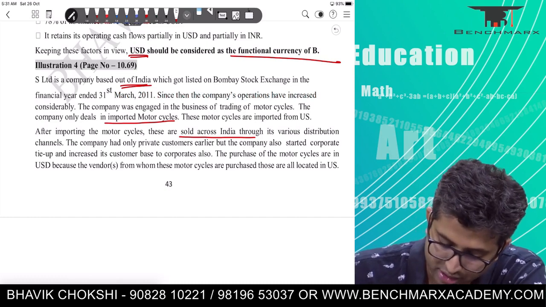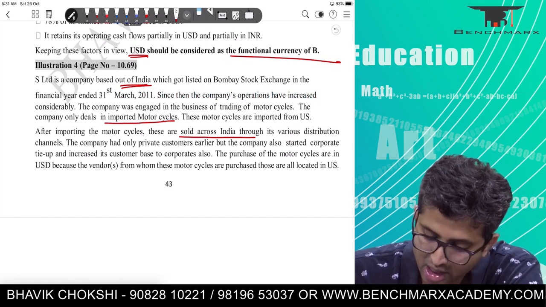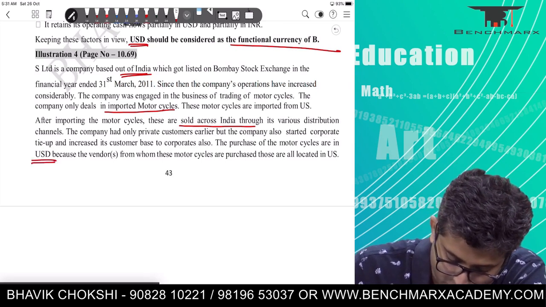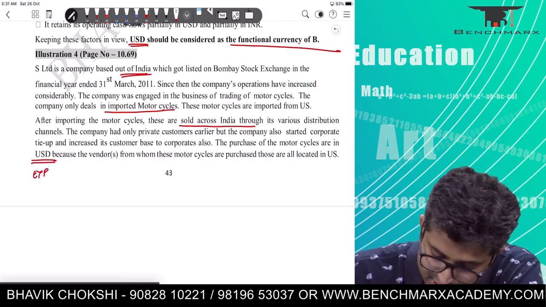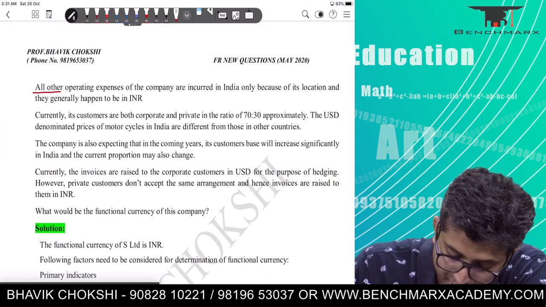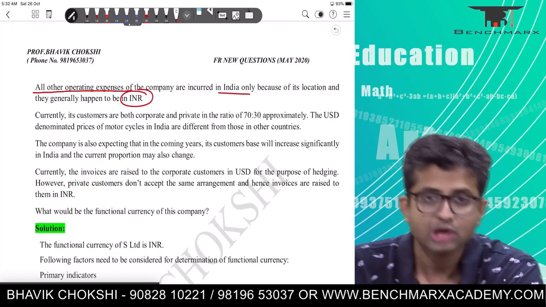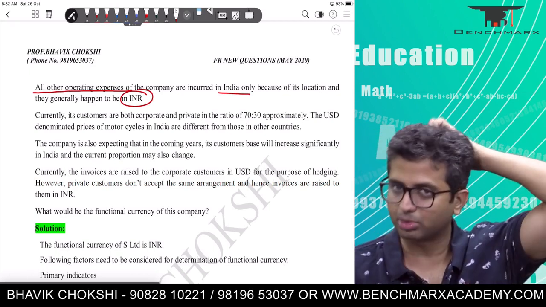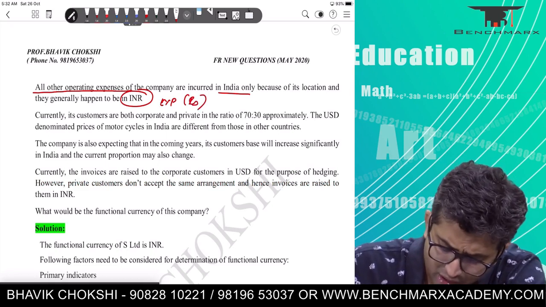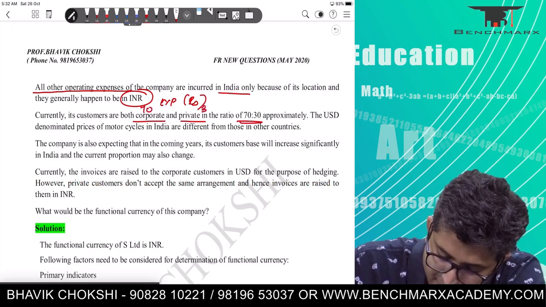They are sold through various distribution channels. The company had only private customers earlier, but also started corporate tie-ups and increased its customer base to include corporates as well. The purchases are in USD. Okay, so your expense or your purchase essentially is in USD, because the vendors are located in the US. All other operating expenses of the company are incurred in India only because of its location, and they're generally happening in INR. So except for the import of the motorcycles, every other expense is essentially in rupees, in INR. Currently, its customers are both corporate and private in the ratio of 70:30. So corporate is 70, private is 30.